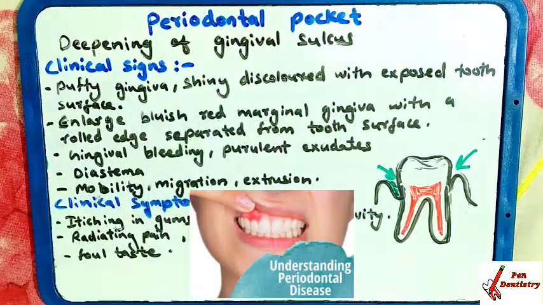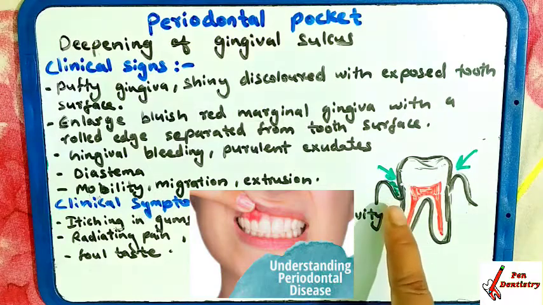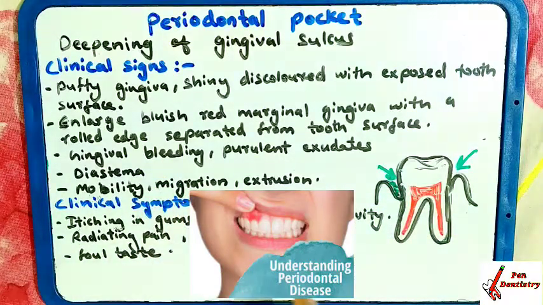Enlarged bluish red marginal gingiva with a rolled edge. The rolling of the edge will be seen on the sulcus region that is separated from the tooth surface. As I have told you, the sulcus will be detached from the tooth surface. This is known as the periodontal pocket, the space between the sulcus and the tooth. There will be gingival bleeding present.